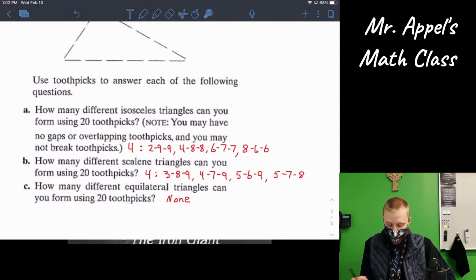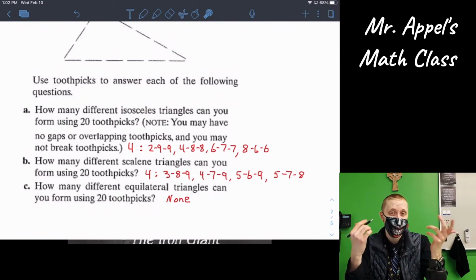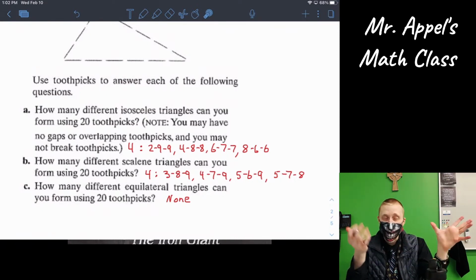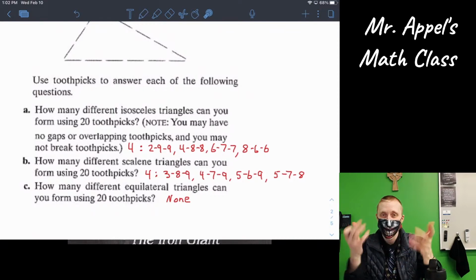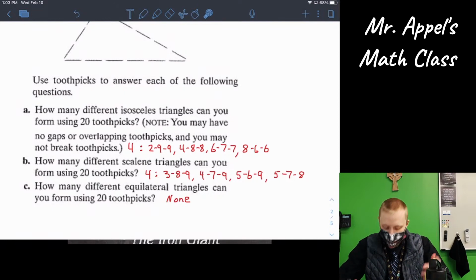So no equilateral triangles. I really like this problem because there's lots of different ways to go about it. You could go to the kitchen, grab some actual toothpicks. I assume you keep them in the kitchen, right, for testing when the cake is done. That's where my mom always kept the toothpicks.